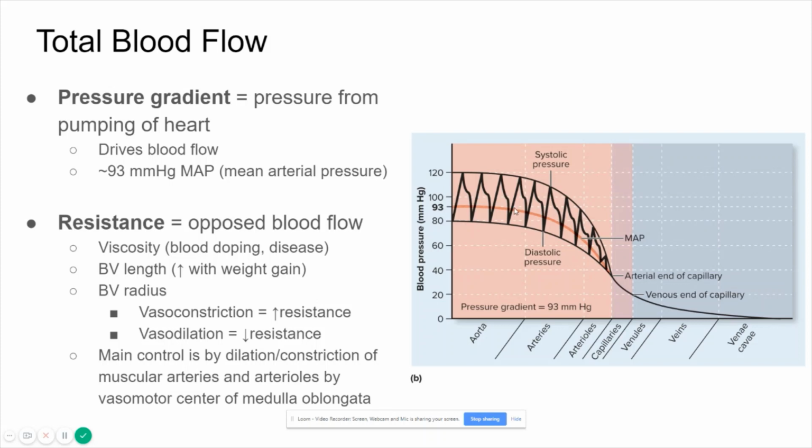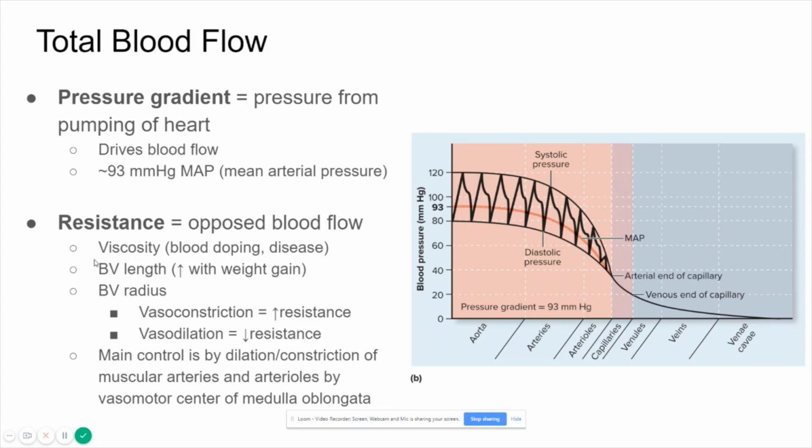The flow of that blood through the cardiovascular system is opposed or resisted by a number of different factors. One is the viscosity of the blood. So the higher the viscosity, the more resistance. You can increase the viscosity of your blood through blood doping. And then there are a number of disease states which also increase the concentration of formed elements or blood albumins, which are going to increase the viscosity of your blood.